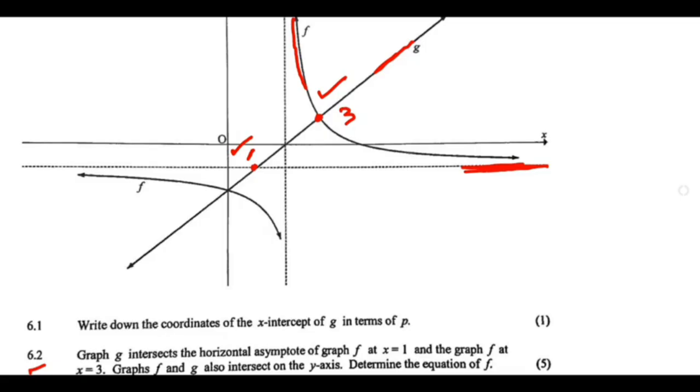The graphs f and g intersect on the y-axis. Obviously this one is f and this straight line is g. They also intersect on the y-axis. So this is the y-axis, and they intersect here.